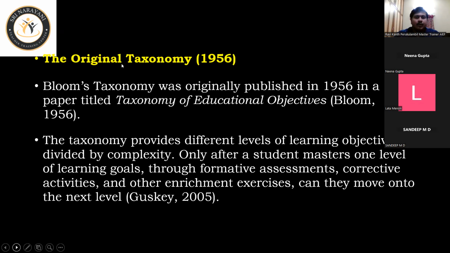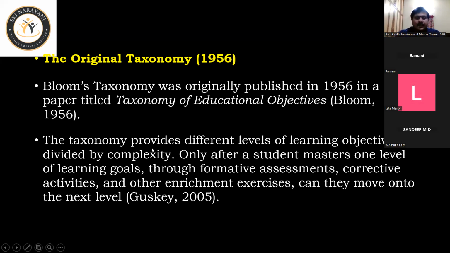Moving further, the original taxonomy was published in the year 1956, and it is called Taxonomy of Educational Objectives. Remember, the whole picture here is about objectives, what to achieve. The taxonomy provides different levels of learning objectives divided by complexity, which means each level becomes more complex. First, it is remembering, then understanding, and then applying. So every step that the child crosses, the difficulty level increases.